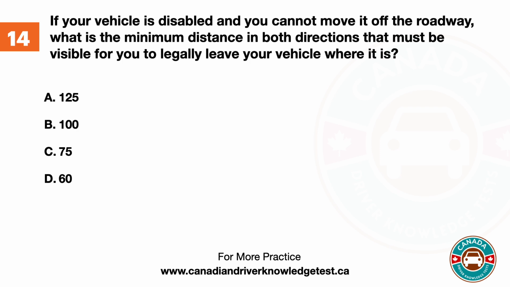Question 14. If your vehicle is disabled and you cannot move it off the roadway, what is the minimum distance in both directions that must be visible for you to legally leave your vehicle where it is? A. 125. B. 100. C. 75. D. 60. The answer is A. 125.